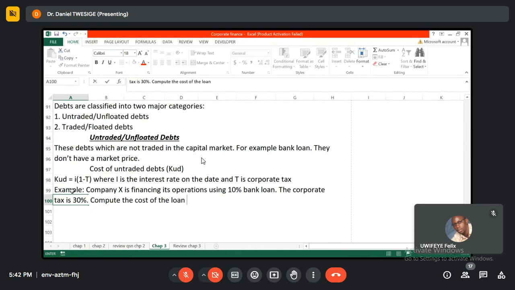So a loan is untradable. You cannot float the debt in the capital market. They are just negotiated over the counter. So you cannot have a market price that you are going to get, because the cost should be based on the market price and the return you are getting. But because you don't have a market price for the loan, when you are computing the cost, you just get interest times 1 minus tax. Then you are going to get the cost of that loan.